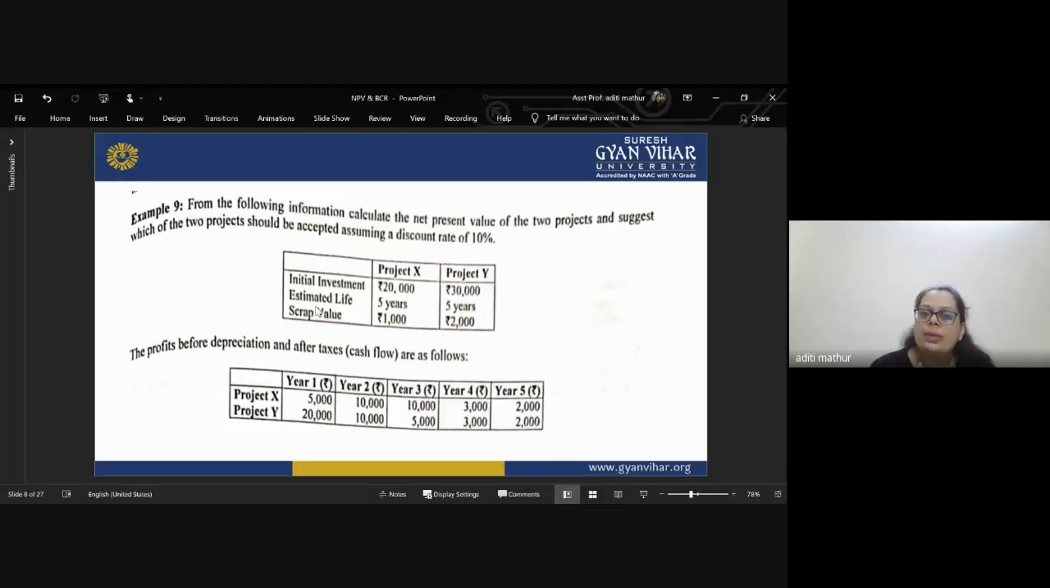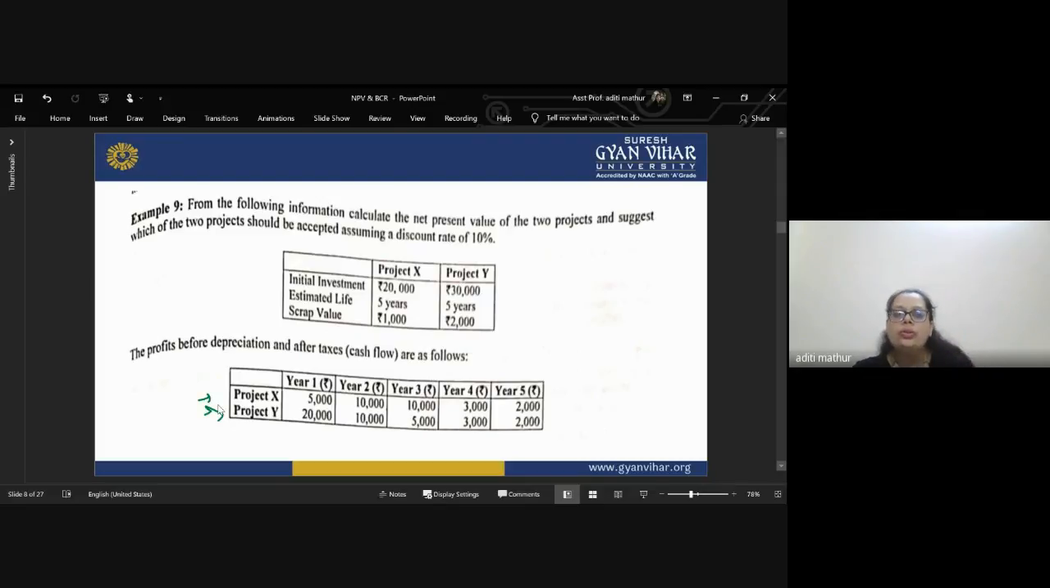The initial investments are 20,000 and 30,000. Estimated life is 5 years. Scrap value is 1,000 and 2,000. Further, they have given you the profits before depreciation and after tax, that means your cash inflows, as the table says. In year one, it is 5,000 and 20,000. Year two, 10,000 and 10,000 each. Year three, 10,000 and 5,000. Year four, 3,000 each. And year five, 2,000 each for both Project X and Y.